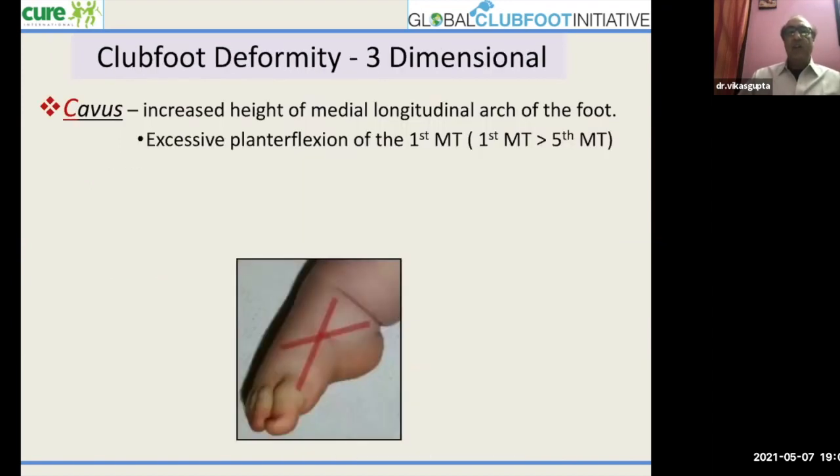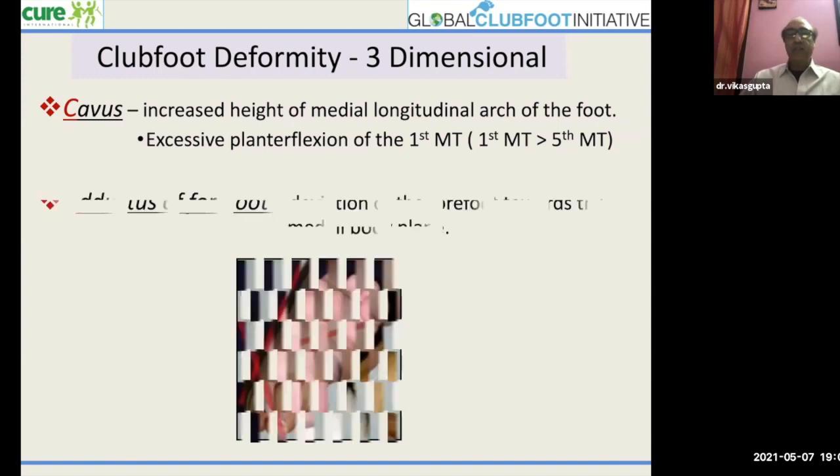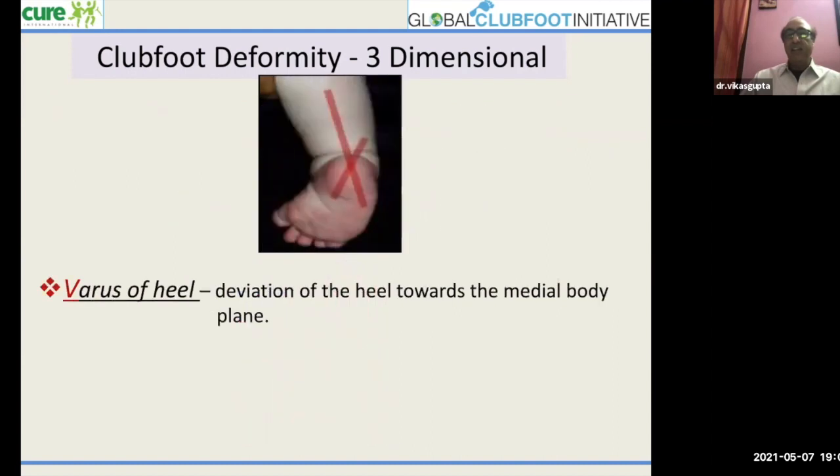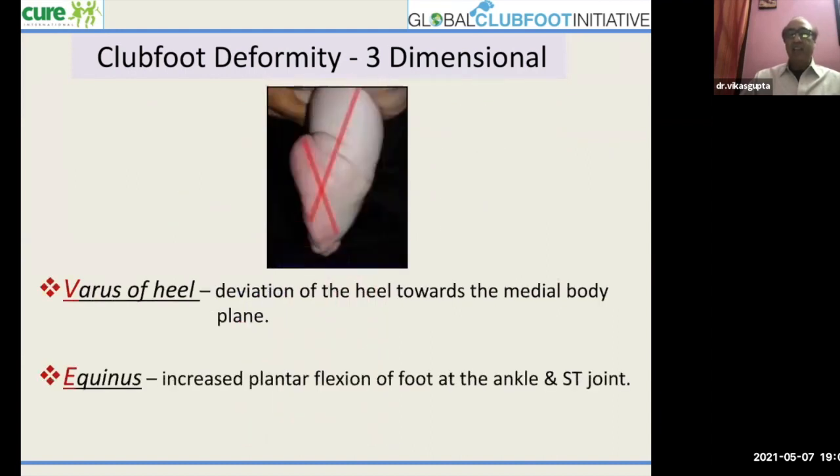Now, cavus is what? Increased height of the medial longitudinal arch of the foot due to excessive plantar flexion of the first metatarsal as compared to the fifth. Adductus is medial deviation of the forefoot. Varus is deviation of the heel towards the medial body plane. And equinus is easy to understand: plantar flexion of the foot at the ankle as well as at the subtalar joint.